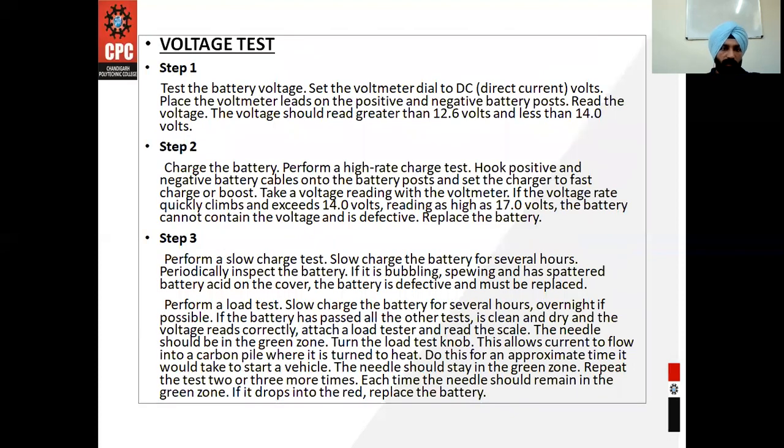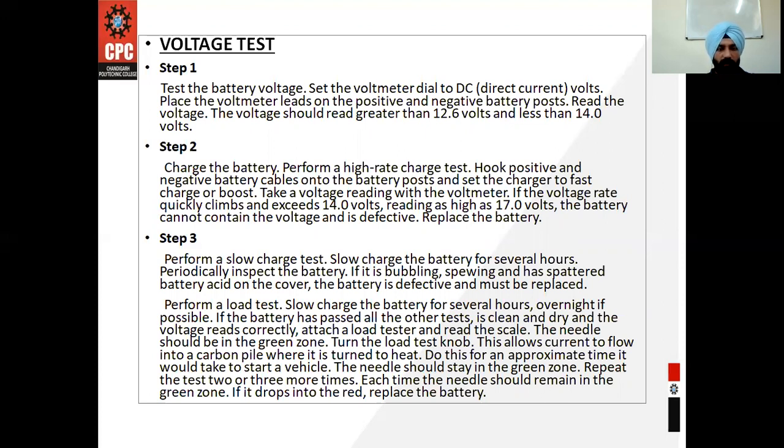Next is the voltage test. Step number one is to test the battery voltage. Set the voltmeter dial to DC voltage. Place the voltmeter leads on the positive and negative battery posts. Read the voltage, and the voltage should read greater than 12.6 volts and less than 14 volts.